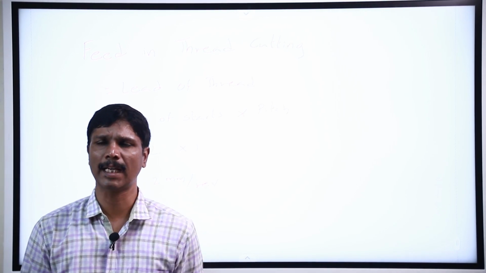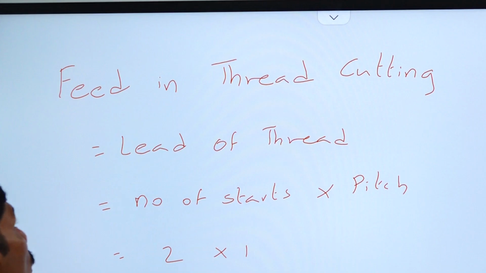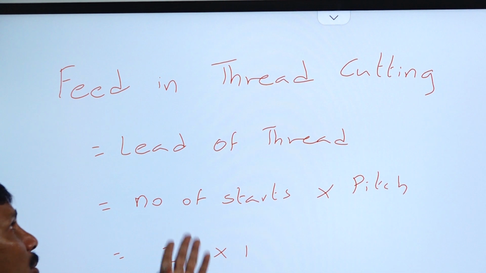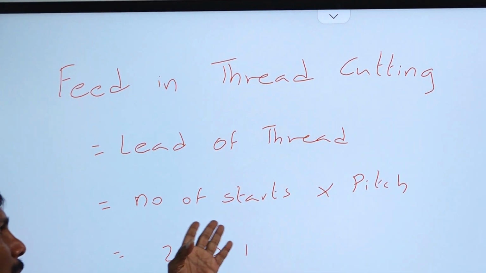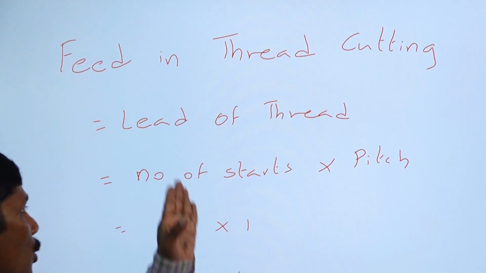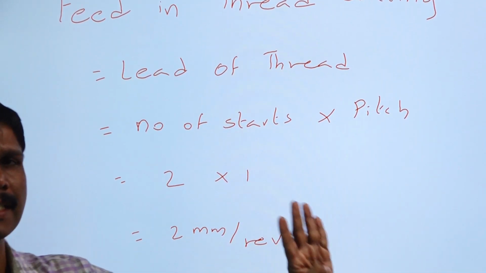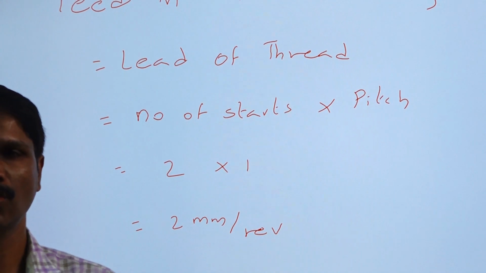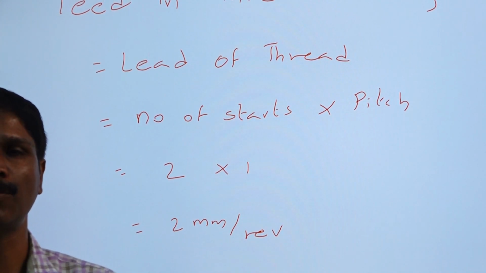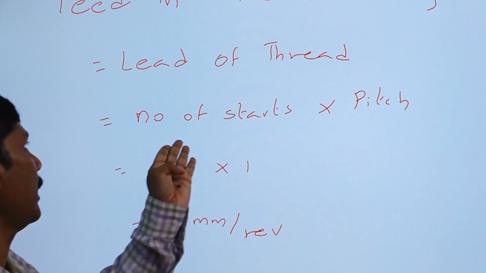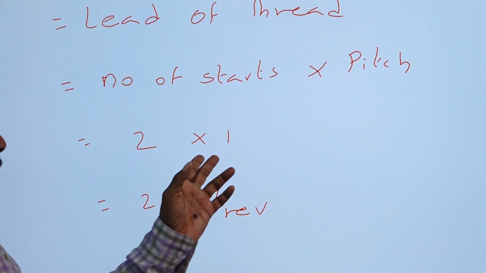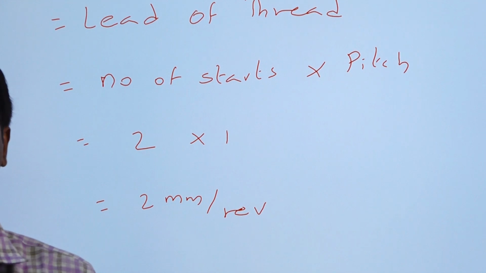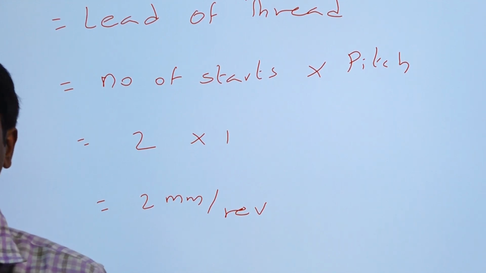Next we are going to see about feed in thread cutting. It can be noted as lead of thread, that is equal to number of starts into pitch. You should remember that lead is greater than pitch, so lead will be multiple times of pitch. So L equal to NP. Here the number of starts is double start thread. So pitch is 1 mm per revolution, then lead will be 2 mm per revolution.